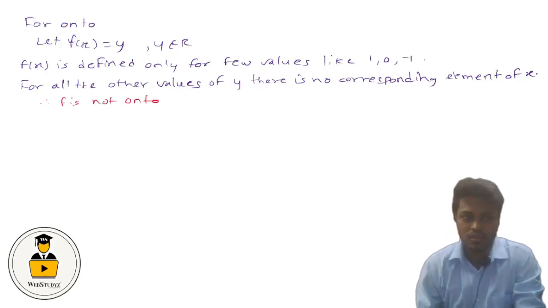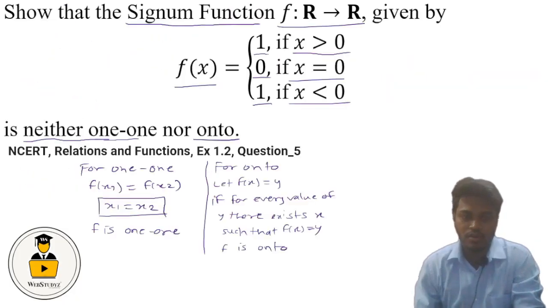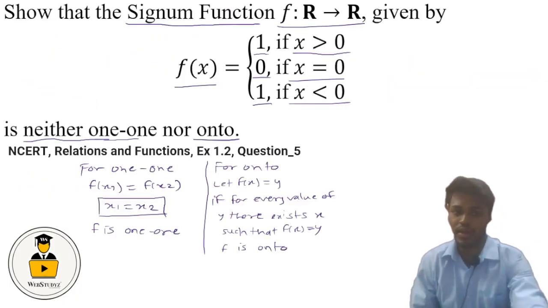So using the definitions of 1-1 and onto functions, we have checked that the signum function is neither 1-1 nor onto. So I hope you have understood it well, and thank you.